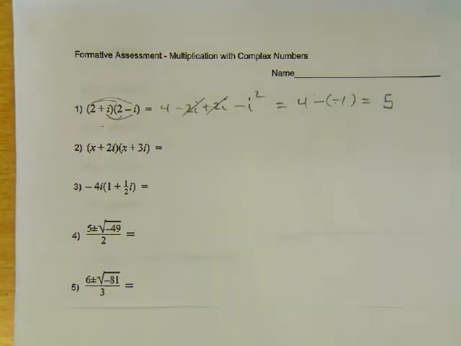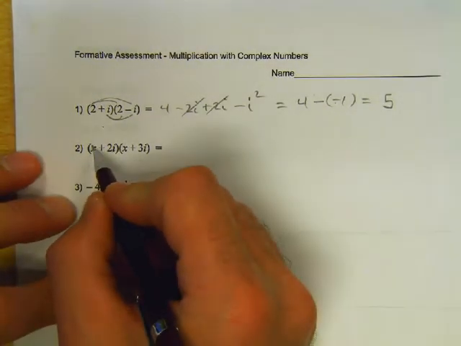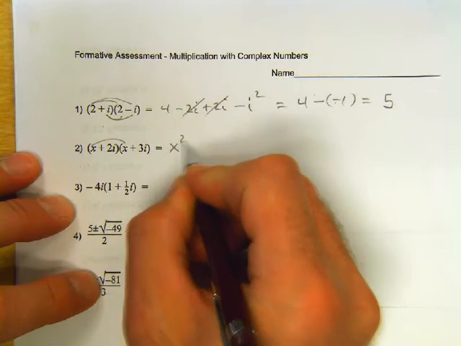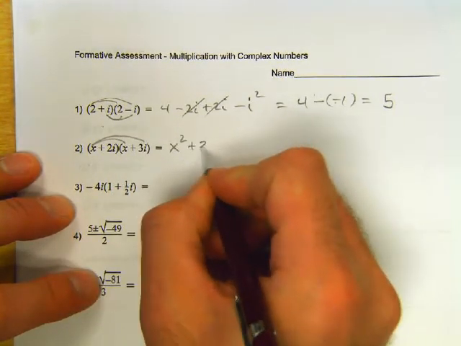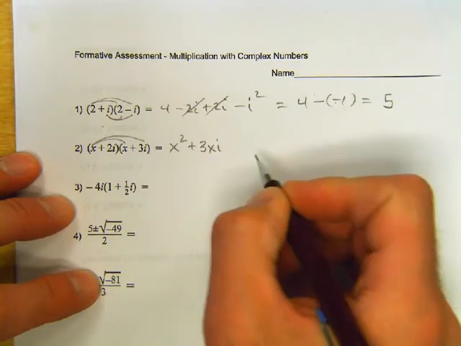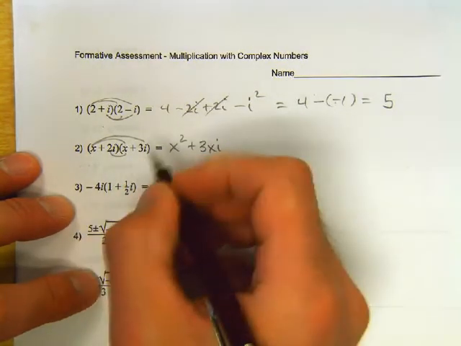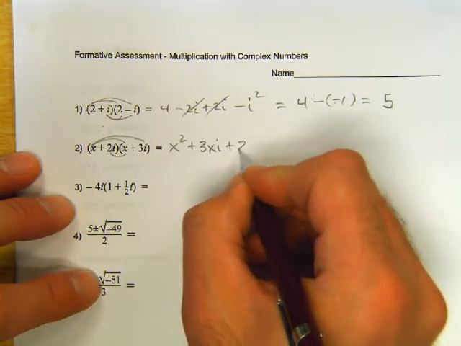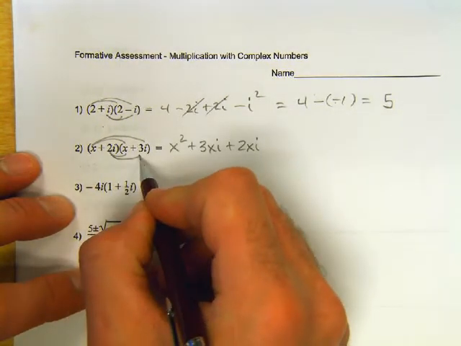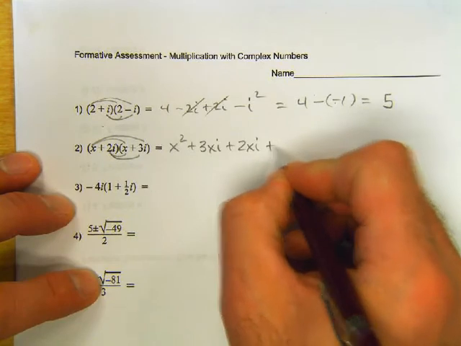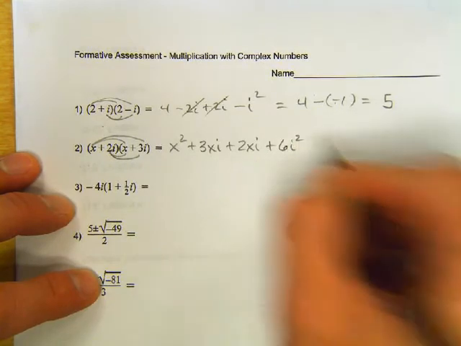Okay? The next one, two linear binomials. So we distribute the x. x times x is x squared. x times 3i would be positive 3xi. 2i times x would be positive 2xi. And 2i times 3i would be plus 6i squared.